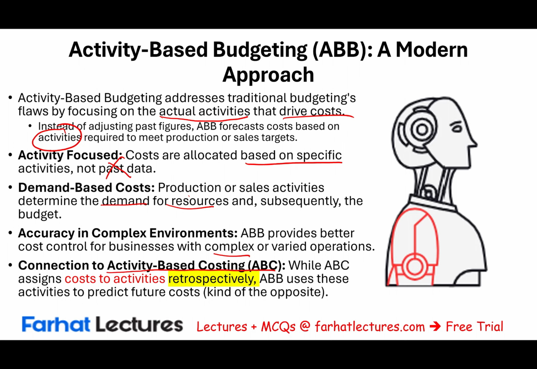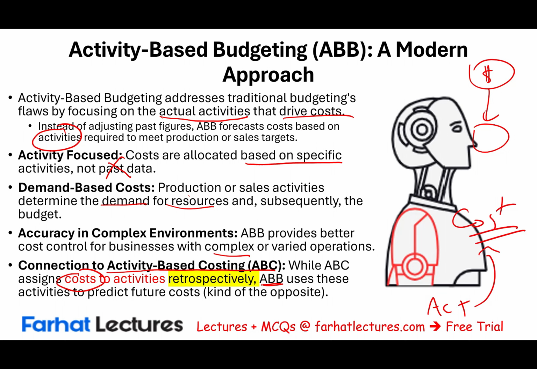Now bear in mind, activity-based costing assigns cost to activities retrospectively. First, we determine the pool, the cost, then we find a driver, and we allocate the cost. Well, here's what's going to happen. Activity-based budgeting uses activities. So we're going to start with the activity, and we are going to go back to predict what should be budgeted to that activity, to that product, to that department. So the activities are the base. ABC will take the cost and we allocate the cost based on the activity. Here it's the opposite. We look at the activity, how much it's consuming, and we work backward.